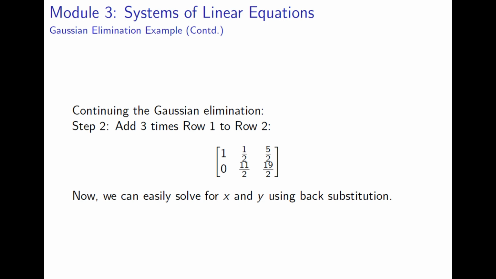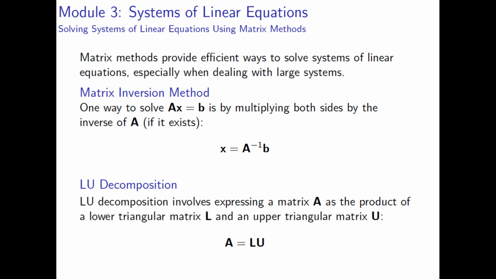Back substitution is a systematic method used to solve a system of linear equations, particularly when the system is in row echelon form or upper triangular form. It's a process of working backwards, starting from the last equation and solving for the variables by substitution, hence the term back substitution. Solving systems of linear equations using matrix methods offers efficient and versatile approaches.